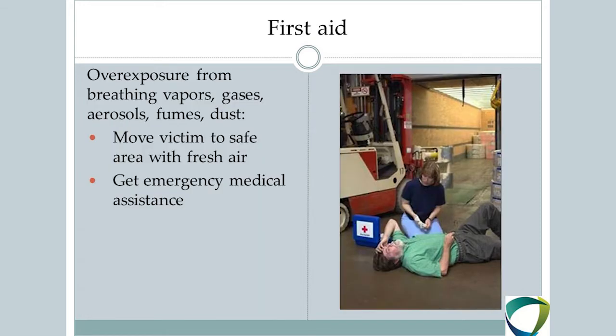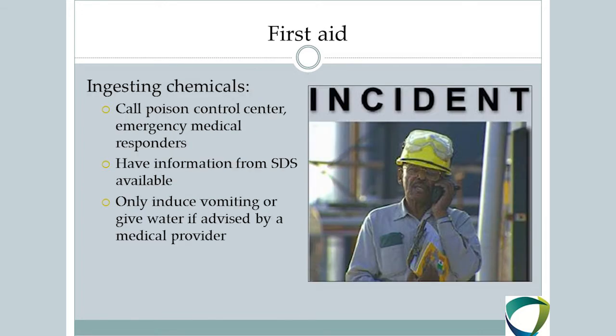Another common route of exposure is to breathe chemical vapors, gases, aerosols, fumes, or dust. The typical immediate first aid response for this type of harmful overexposure is to take the victim to an area with fresh, clean air and call for emergency medical assistance. If hazardous chemicals are swallowed, it is not always the best practice to induce vomiting. It may also not be a good practice to have the victim drink plenty of water. In this situation, call the Poison Control Center or emergency medical responders and have information from the SDS readily available.